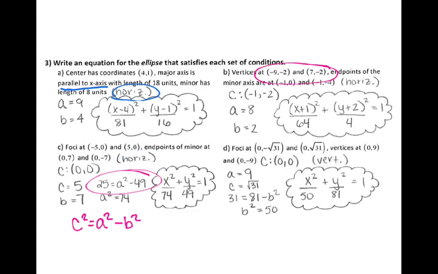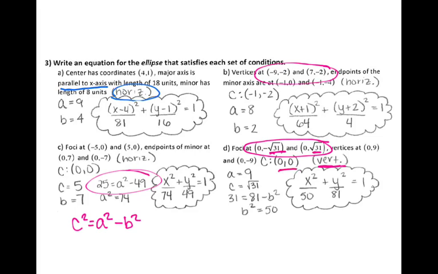All of these have been horizontal so far. Oh, letter D has a vertical major axis. So letter D is the same thing as letter C. I'm giving you the foci, so if I look at my foci, I can find the middle of those 2 points. That's 0, 0 for my center. And my y coordinates are different. That's why I have a vertical major axis.